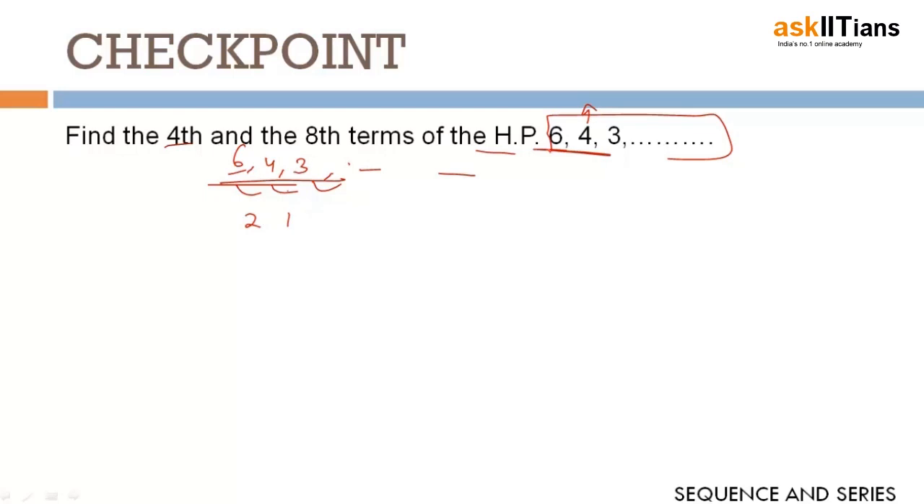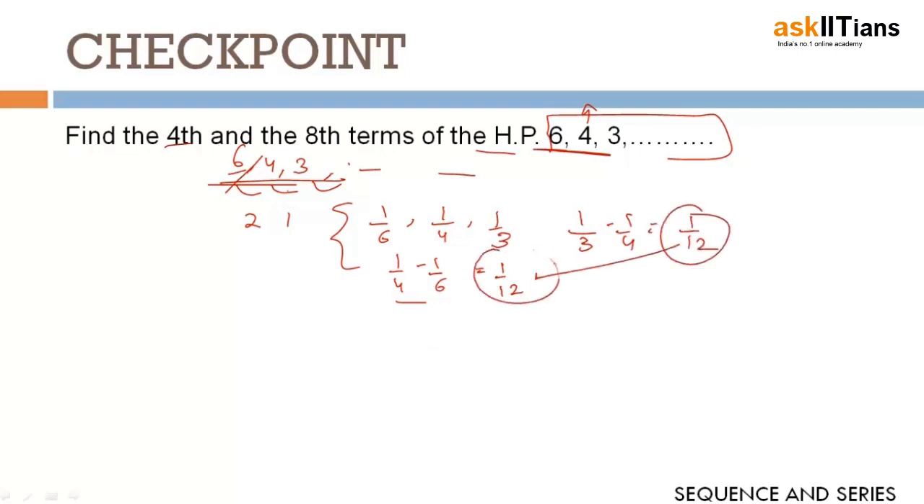Since only 3 terms are given, we will first find the reciprocal. Since this is not an AP or GP, we can check for HP. How? We will reciprocate it, then see what the common difference is. This will come out to be 1 by 12. Again if you subtract, 1 by 3 minus 1 by 4, this will again come out to 1 by 12. So you can clearly see the difference is constant when you reciprocate the terms. It means this is in AP, hence the original will be in HP.